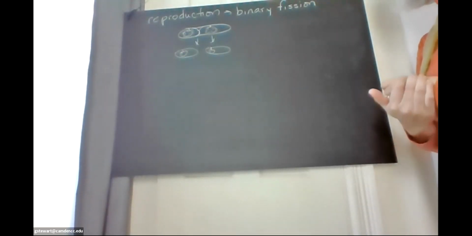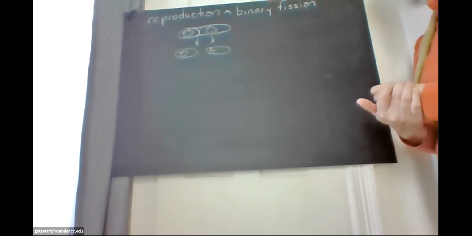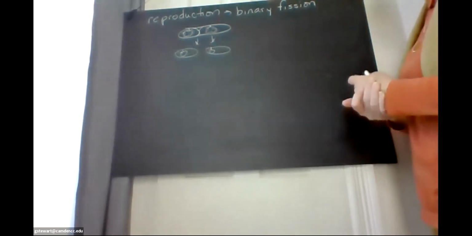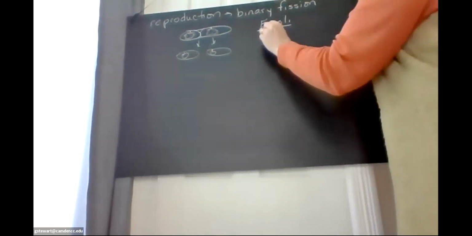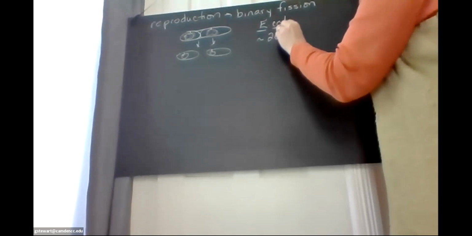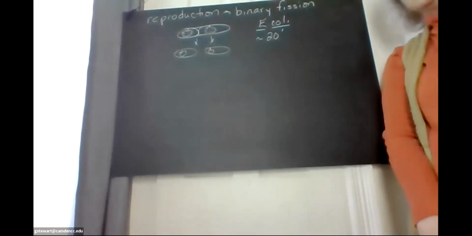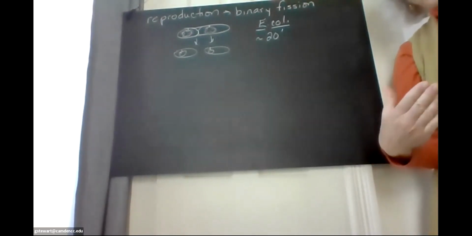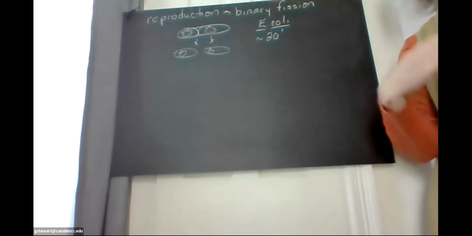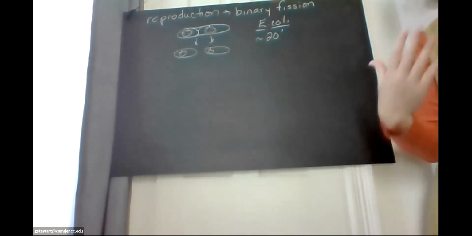Now, the very fastest bacteria, the quickest, our favorite lab rat of molecular biology, is E. coli. E. coli completes binary fission approximately every 20 minutes. And that meaning, as long as there are enough nutrients, as long as there's enough water, as long as the temperature is satisfactory, the pH is satisfactory, these bacteria will reproduce every 20 minutes.